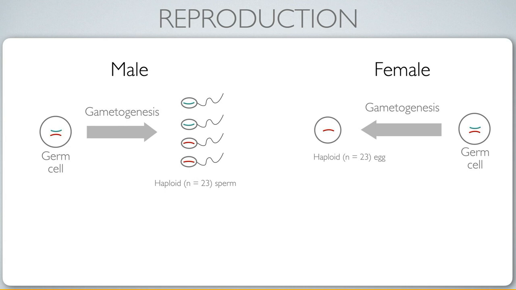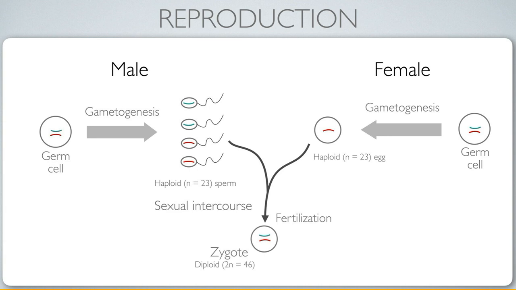Now, if sexual intercourse successfully produces a fertilized egg, then that fertilization produces this zygote cell, which is diploid and a fusion of half genetic material from the sperm and half from the egg. So that's the overview, but let's consider the steps of gametogenesis, because we're going to talk a lot about the hormonal control of those stages.